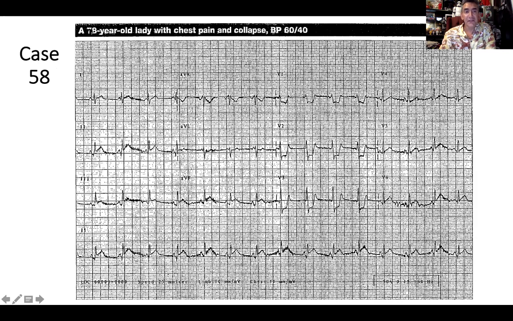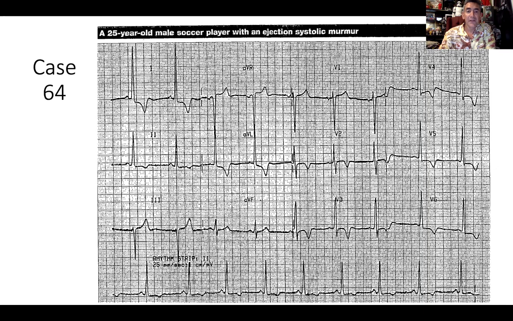Case 58, a 78-year-old lady with chest pain and collapse, blood pressure quite low. It should be 120/80. Here we're at about half of that, so 60/40. Low blood pressure, an older lady, chest pains. Can we figure out what's happening with these? And then case 64, again very defined R spikes, with the lead two rhythm strip down below. Can we figure out what's happening with this individual, a 25-year-old male soccer player with an ejection systolic murmur? A couple of things to consider there for case 64.